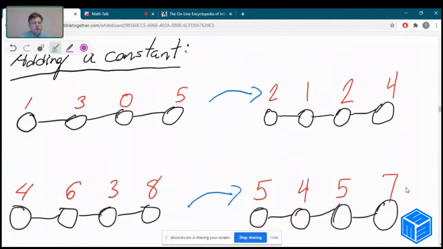The initial configuration is just what I had up here, except I added 3 to every vertex. So 1 becomes 4, 3 becomes 6, 0 becomes 3, and 5 becomes 8. What you'll notice is as I move to the next step, the same thing holds on the right. Every vertex is 3 greater than the one above it: 2, 5, 1, 4, 2, 5, 4, 7.